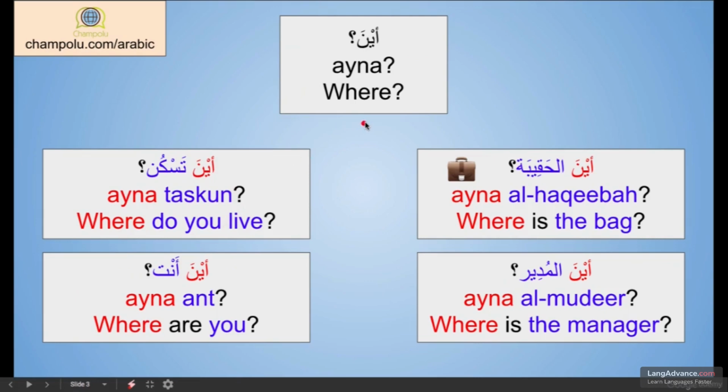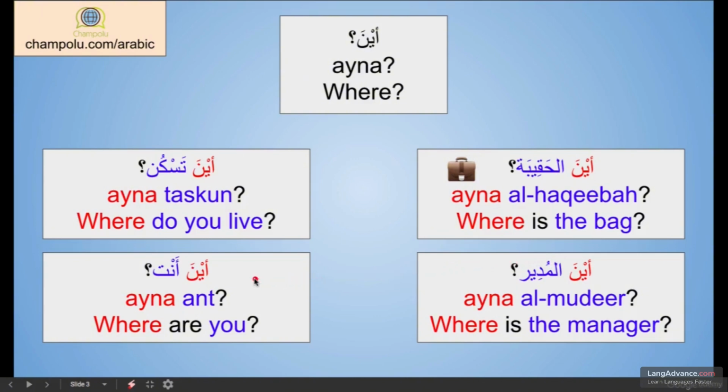Then we move on to the question word أين, which means where. So you can use it in different ways. You can say something like أين الحقيبة, where is the bag? Or we can say أين تسكن, where do you live? And you can say something like أين المدير, where is the manager?